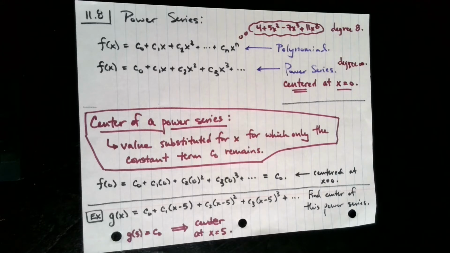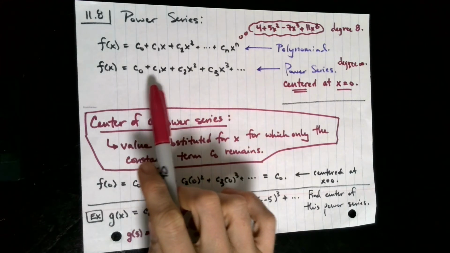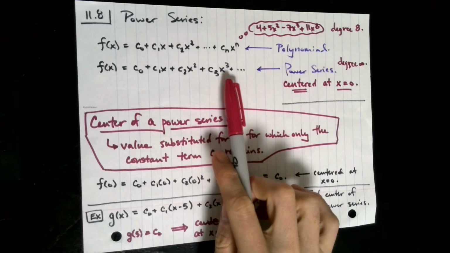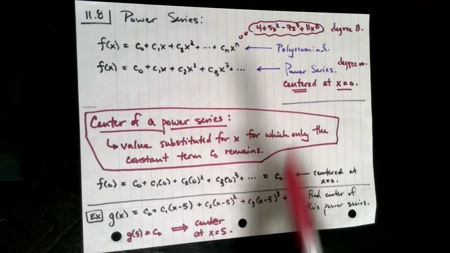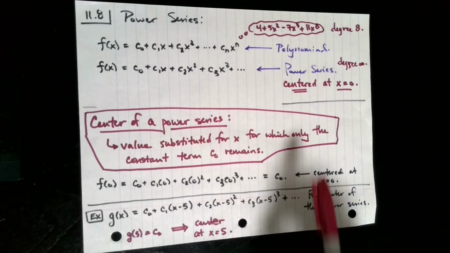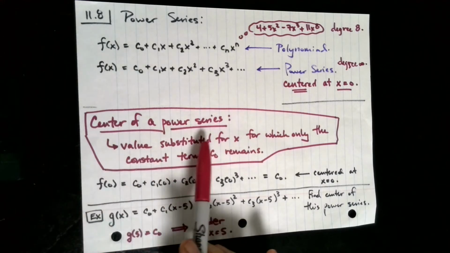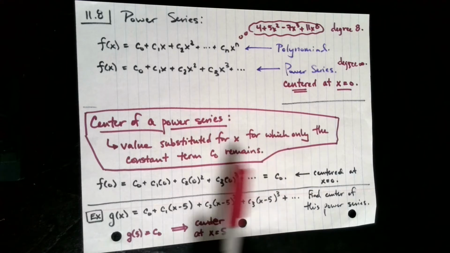And I should be very clear here. This power series, this polynomial of infinite degree, is a general form of a power series that is centered at x equals 0. Now I need to be clear about what I mean for a power series to be centered at a particular x. So the center of a power series is a value that you could substitute in for x, for which only the constant term c0 remains.